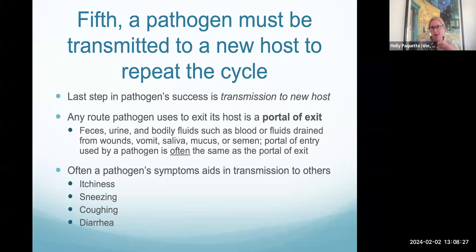And any route that a pathogen exits one body to get to a new host is referred to as the portal of exit. And you can think about many of the things that come out of our body as possible places where viruses could exit. So in our waste, feces, urine, any bodily fluids such as blood or maybe fluids that drain from a wound, even vomit and saliva or semen are all places where viruses can leave the body. Often the portal of exit is the same as the portal of entry, but remember that's not always true because of norovirus. It may be coming out the other end of my digestive tract.